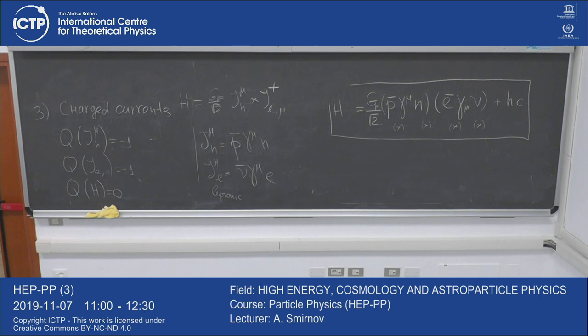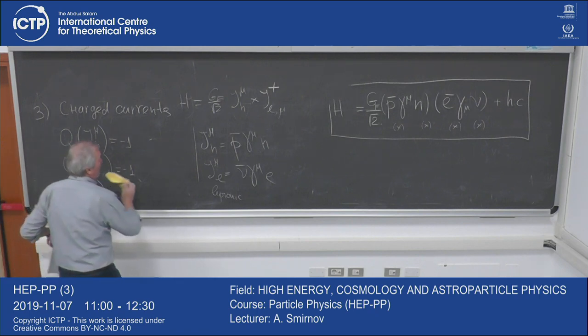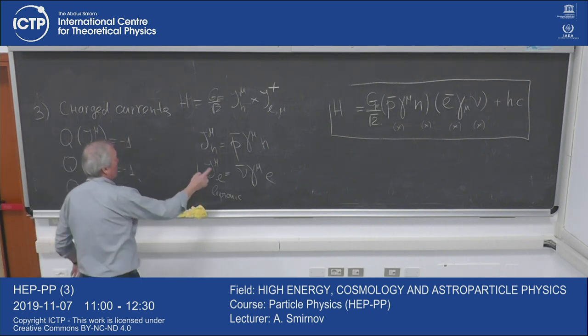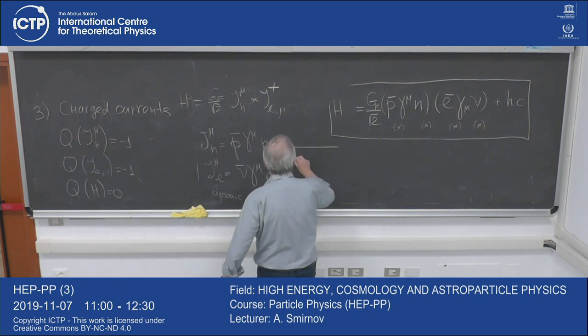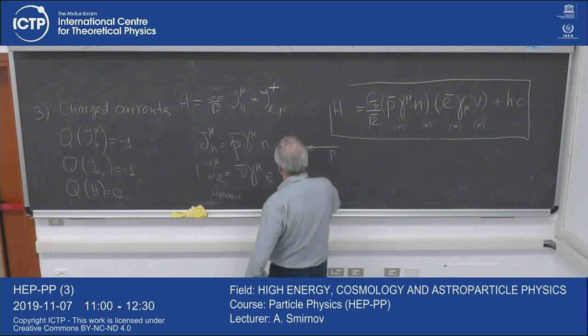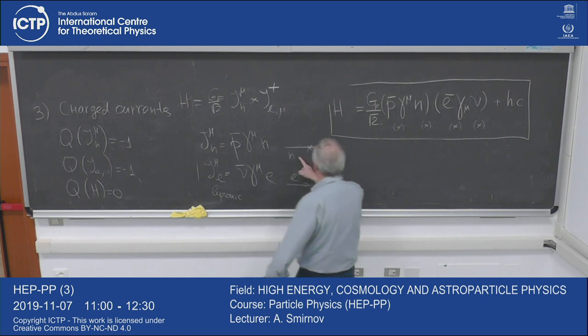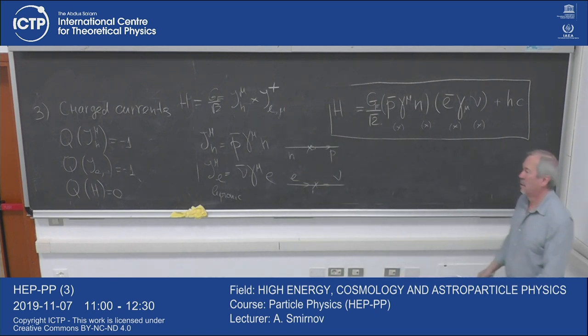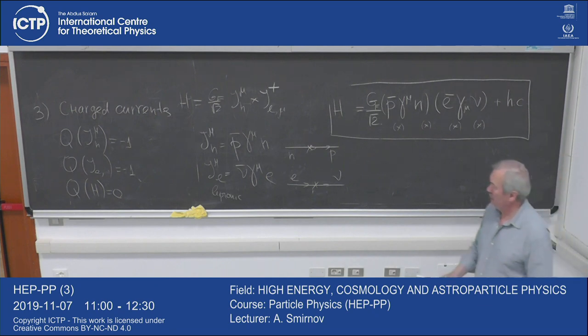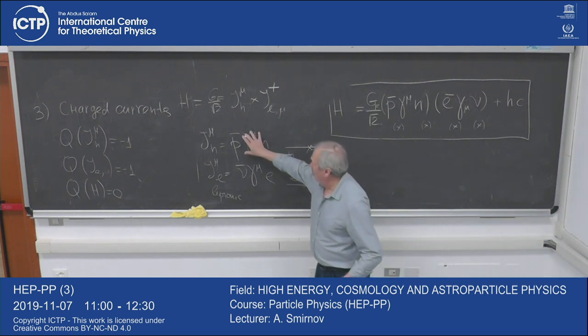So it's a charged current, in contrast to the current which appears in QED, in electromagnetic interactions. In the case of electromagnetic interactions, we have a transition of electron to electron, or proton to proton. The charge of the particle doesn't change under these interactions. So here we have the change. We have a neutron, which is transformed to a proton. And here an electron, which is transformed to a neutrino. The charge of the particle changes. And this is because the operator has a charge.